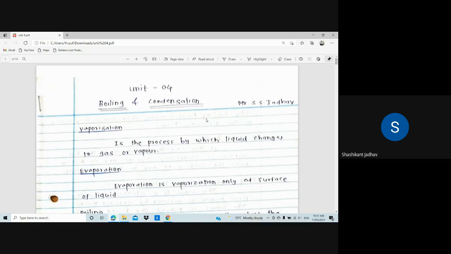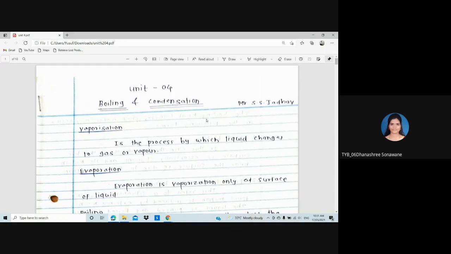Who will tell? Whether evaporation and boiling are the same or different? Anyone tell me about that. Vinayak? Different. Different. So what is the difference? Dhanashree, what is the difference between evaporation and boiling?